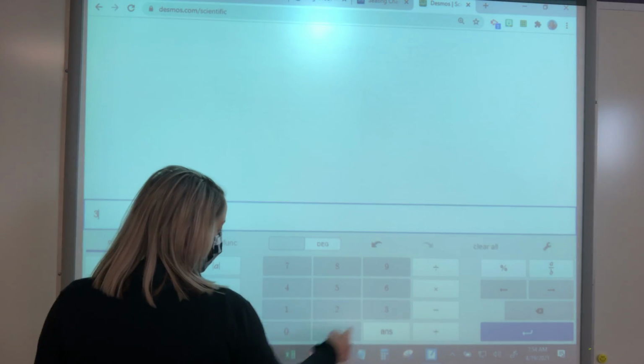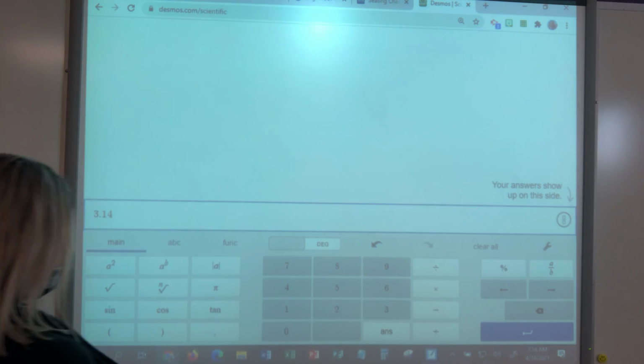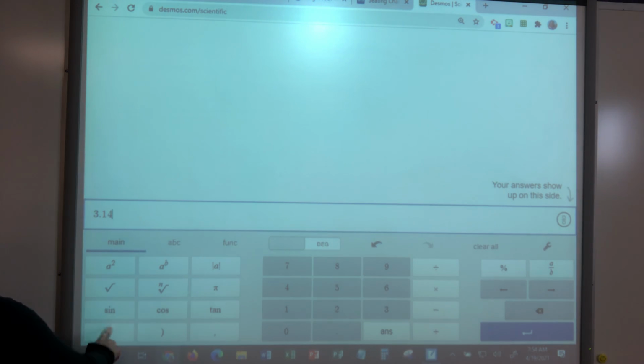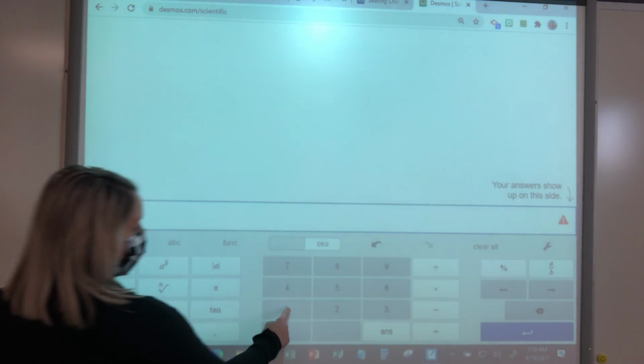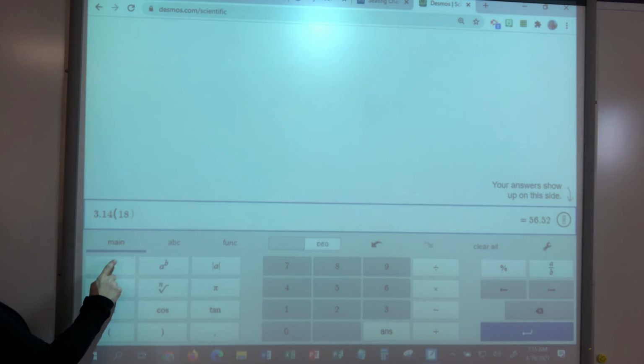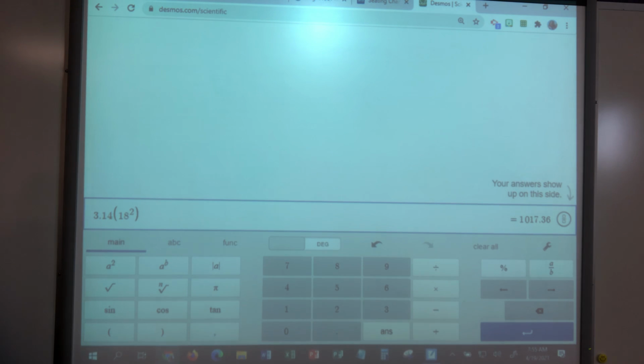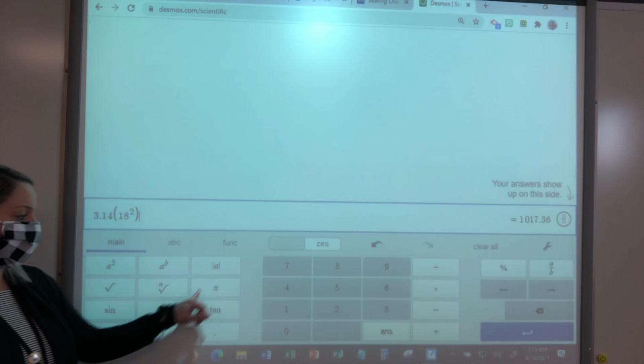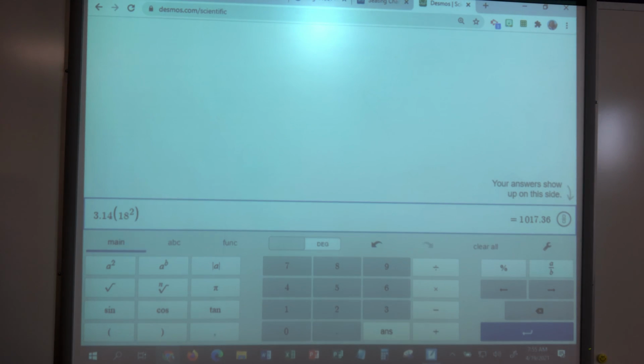So at Desmos, 3.14, parentheses, 18, and then we square 18 and close our parentheses. If you put pi, you could do pi, it's fine. But you get a way longer number if you use pi. So the area of our tile is 1,017 and 36 hundredths, correct?